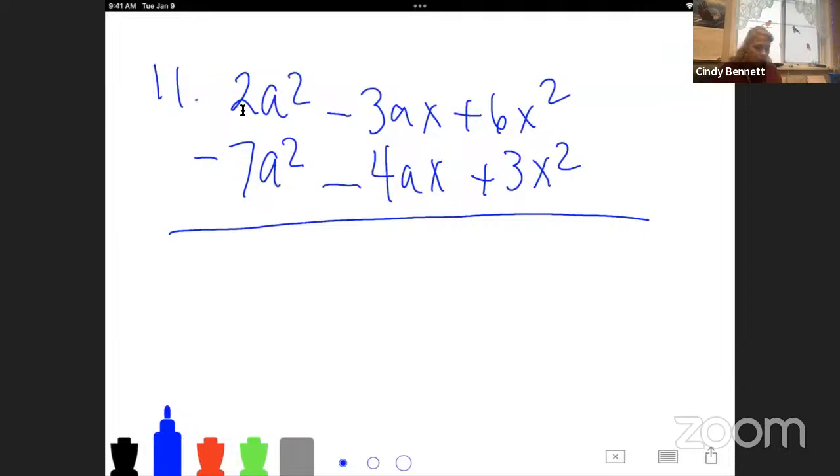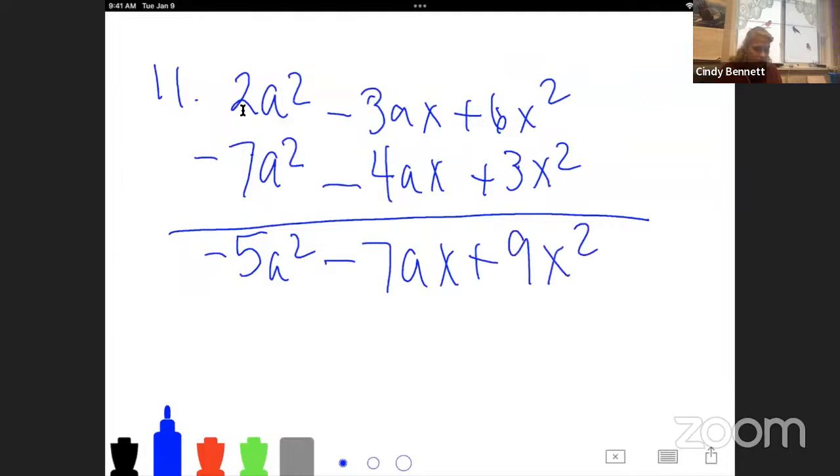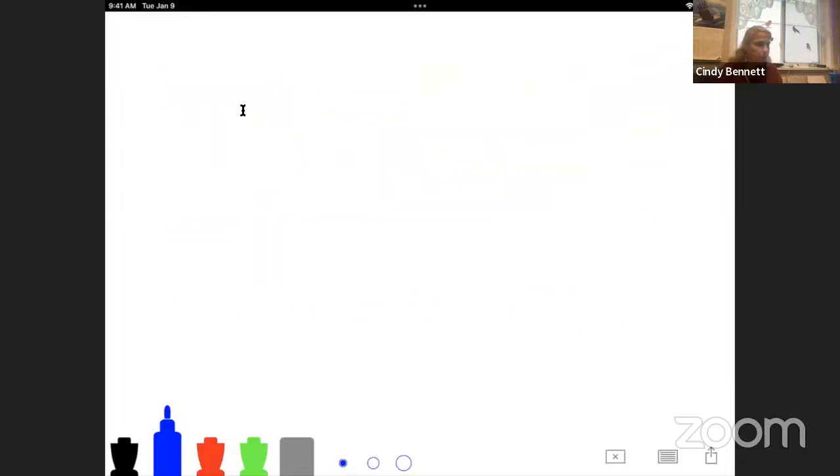Now I'm going to add like terms. So negative 7 plus 2 is negative 5a squared. Negative 3 plus negative 4 is negative 7ax. 6 plus 3 is 9x squared. Now there are no like terms here, so we are done.